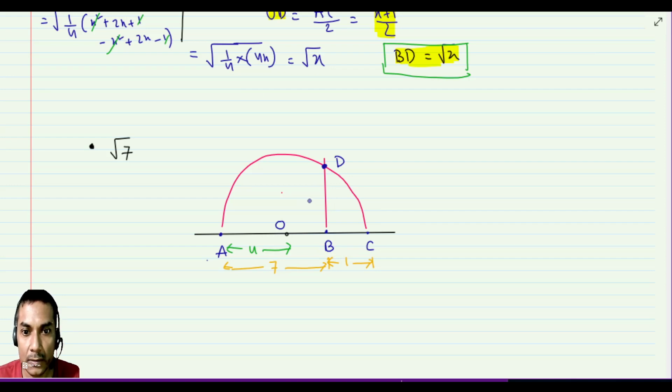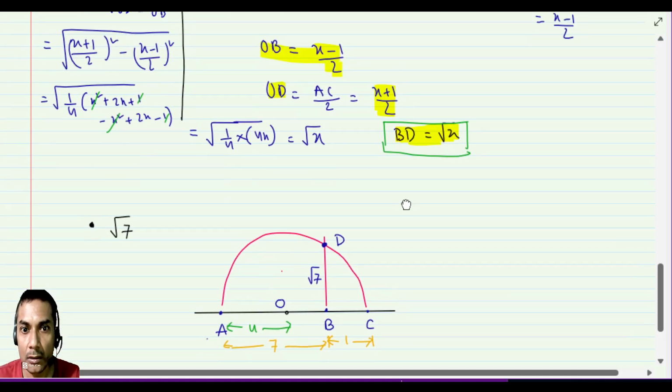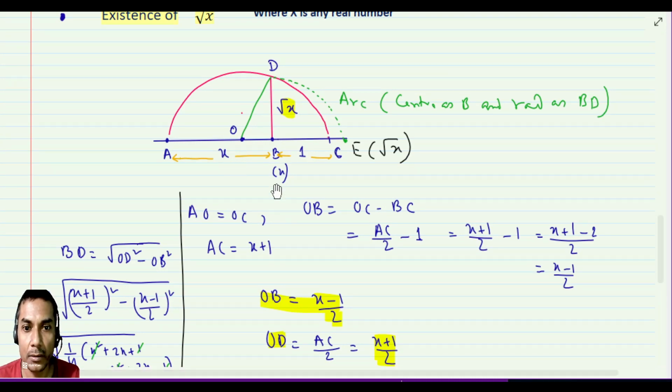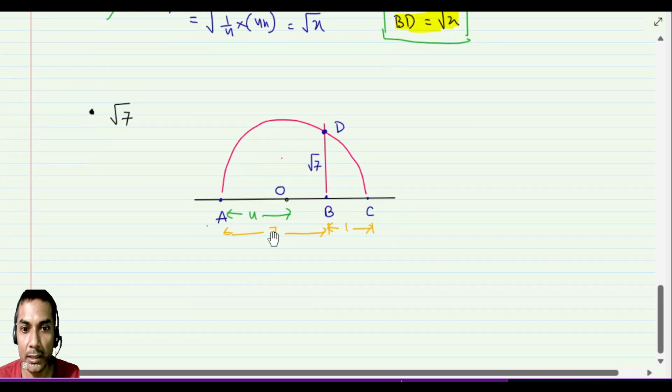Why? Because for this only we apply the same method. We take x as 7, and here we consider 1. So how can we do that? This is 7 centimeter, this is 1 centimeter, this is 4 centimeter.